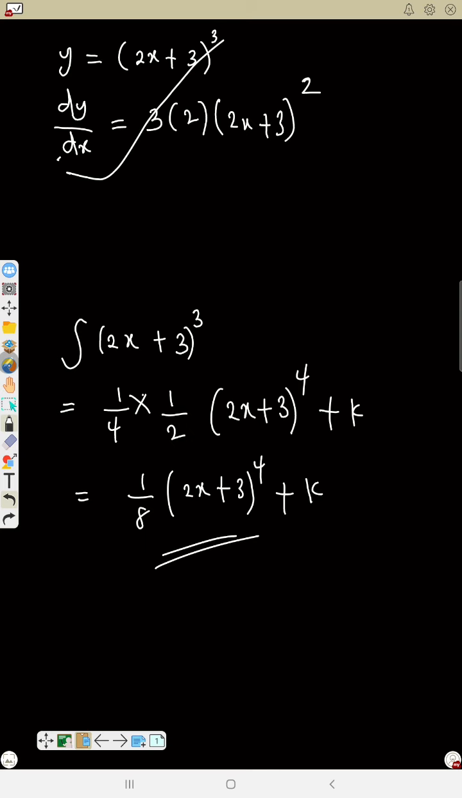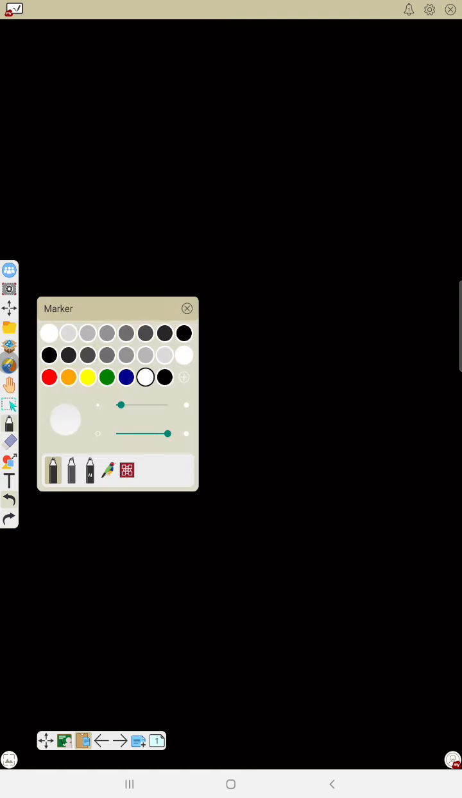So, true. Again, add 1 to the power. 3 plus 1, 4. Turn it upside down. 1 over 4. Differentiate what you have in the bracket. 2. Turn it upside down. 1 over 2. Rewrite everything in the brackets and add 1 to the power. That will be 4. That's all. So let's do more examples so that I can understand. Please always follow up. So now integrate (2x + 7) raised to power 4 dx.